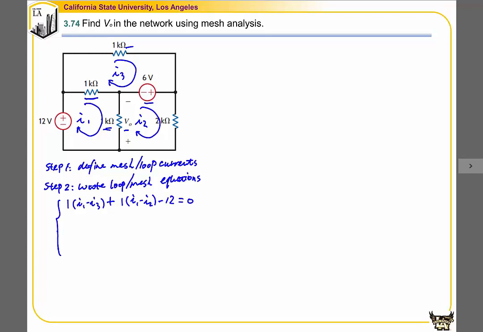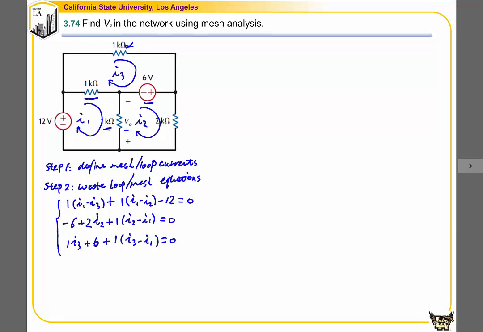The loop equation for the second mesh is the increase of negative 6, plus 2K times I2, plus 1K times (I2 minus I1), equal to 0. The third mesh equation, let's start from this 1K resistor, so that is 1K times I3, plus 6, plus 1K times (I3 minus I1), equal to 0.